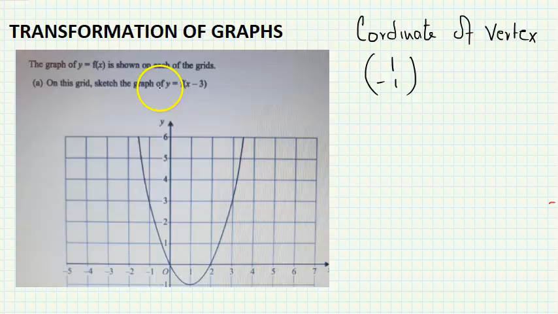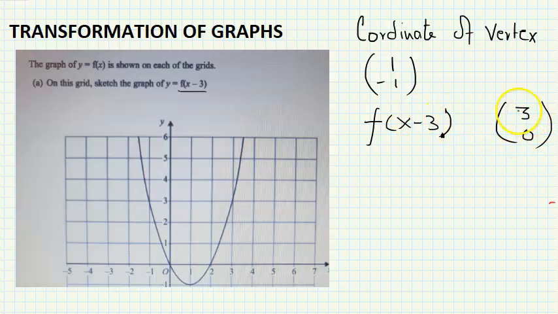We have to sketch the graph. In this kind of form, you can see there is only a shifting left, right, up and down, but it's not going to affect the shape. So this is the coordinate of the vertex. Now our transformation is f(x minus 3). So its corresponding coordinates will be, it is going to affect the x-axis. This is going to be 3 and this is going to be 0. There's a minus 3, so it will go in the negative direction.